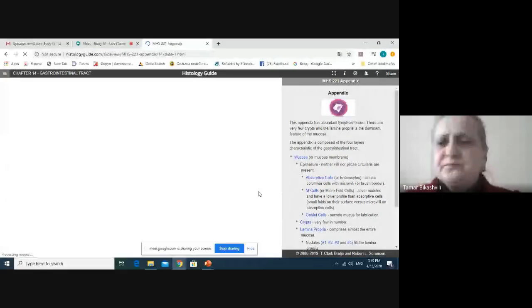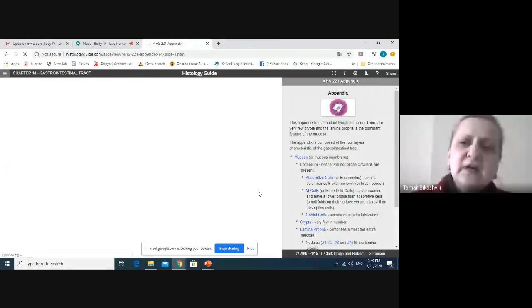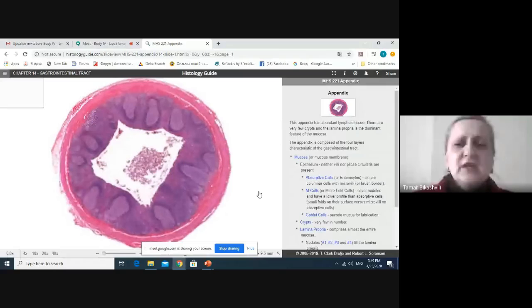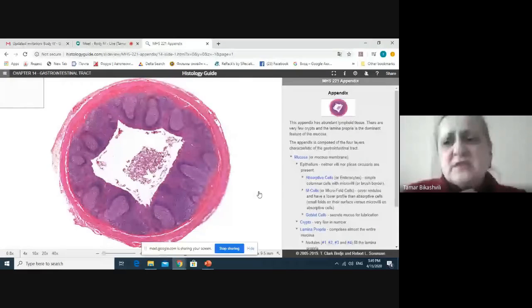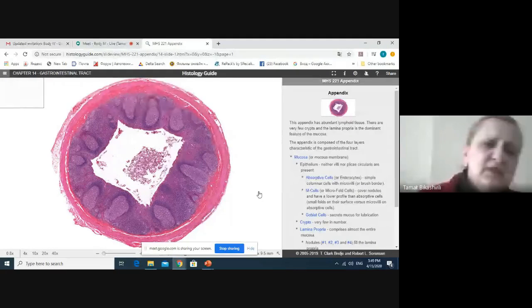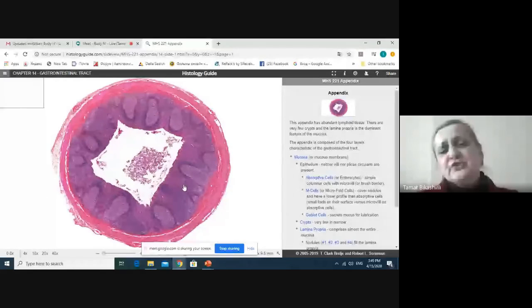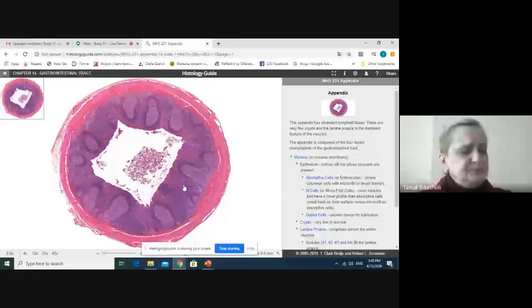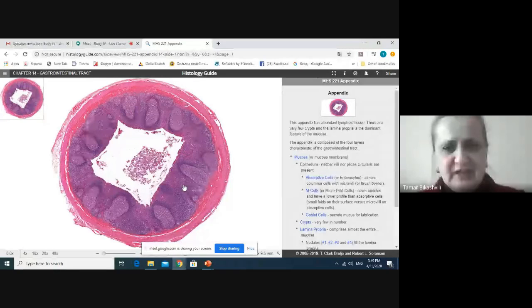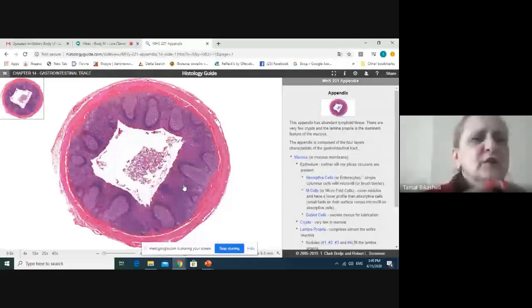is part of the large intestine. The appendix is lymphoid tissue, and you can see all these parts. This is a secondary lymphatic organ. So what does it mean? Peyer's patches are also part of the secondary lymphatic organs.